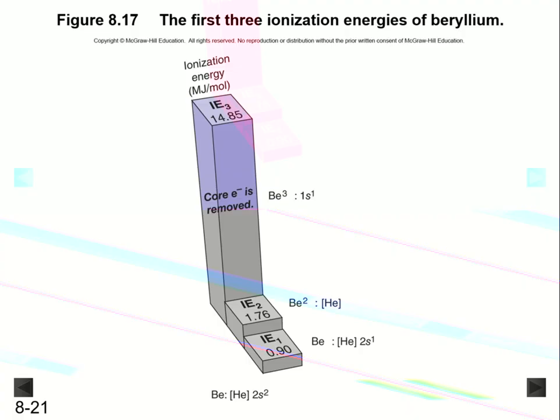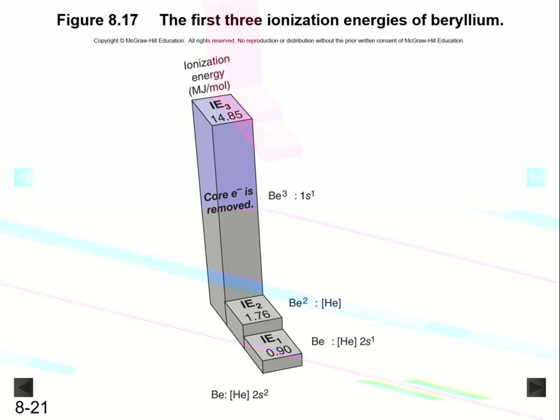So if we remove 1 electron from beryllium, then we form a 2s1 configuration. The second electron that we remove is the second of the 2s electrons, and that's a higher ionization energy. So the second ionization energy of beryllium is going to be 1.76 megajoules per mole. Now, if you want to remove the third electron, you're going to have to get at one of those core electrons, one of the helium-like electrons. You're going to have to pull out one of the 1s electrons, and that requires a lot more energy.